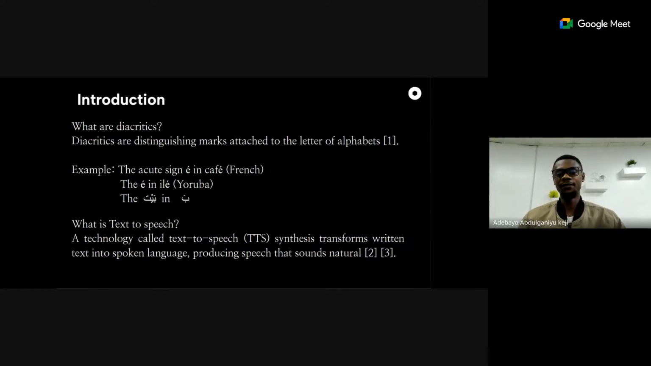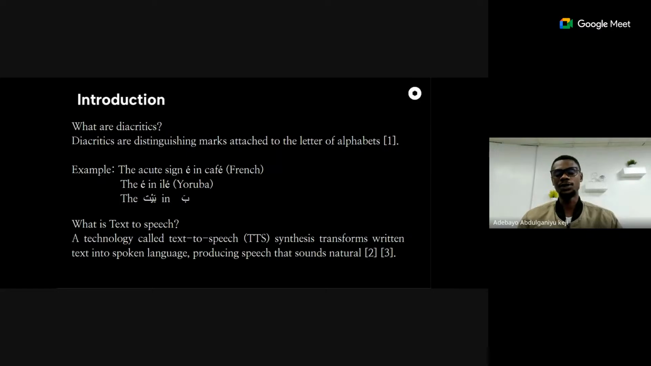And we have the Bahat. We call it Bat in the Arabic language, and you can see the diacritic on it. So basically, that is what we refer to as a diacritic, the marks attached to the letters of the alphabet.